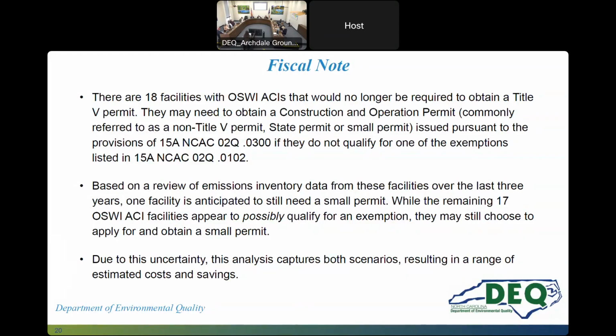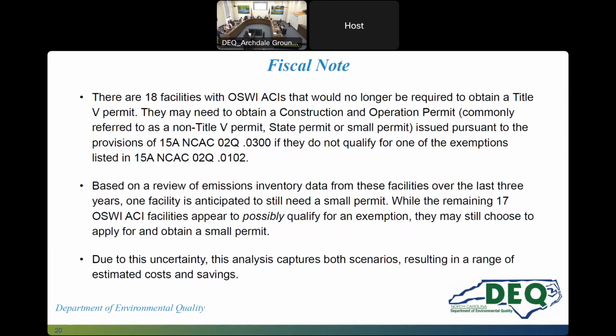And the exemption that would be most applicable in this scenario would be the exemption in 102D, which states that facilities whose actual emissions of particulate matter, sulfur dioxide, nitrogen oxides, volatile organic compounds, carbon monoxide, HAPs, and toxic air pollutants are each less than 5 tons per year, and whose actual aggregate emissions are less than 10 tons per year, are not required to obtain a small permit, except for synthetic minor facilities.